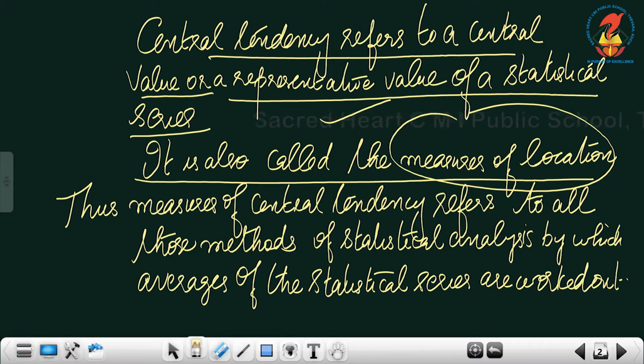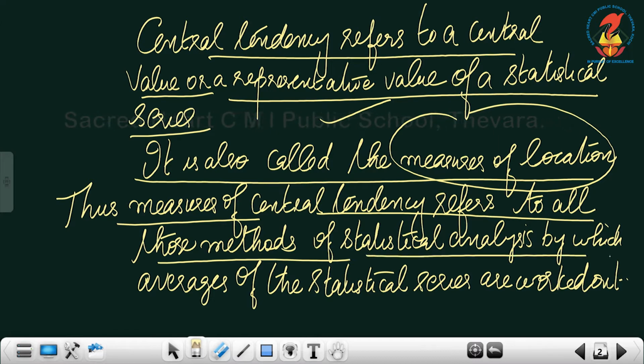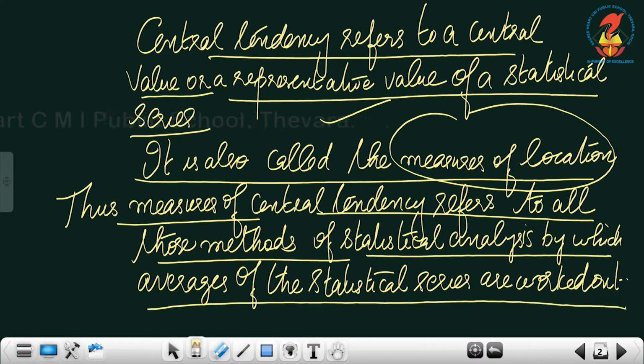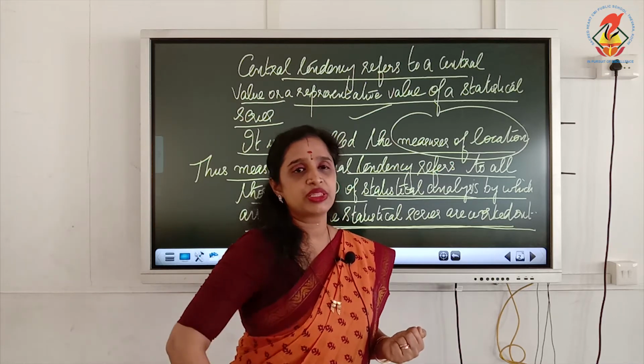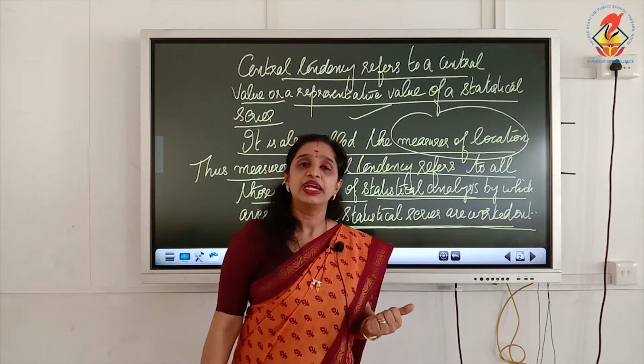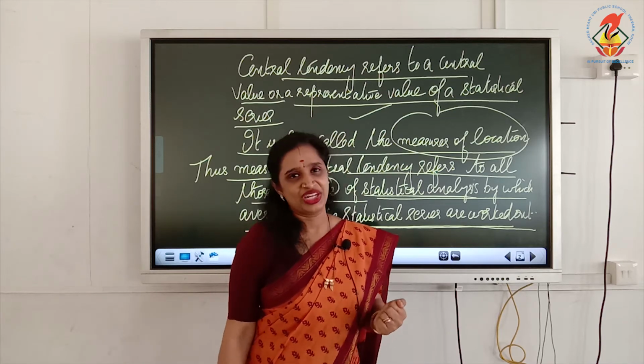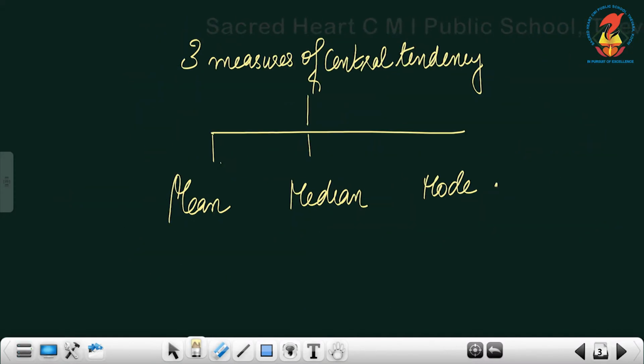It helps to locate. Thus, the measures of central tendency refers to all the methods of statistical analysis by which averages of the statistical series are worked out. So, if you are working out the averages of any statistical series, all those methods we call as measures of central tendency or the measures of location. Now, with the example, I think you have got a clear-cut idea regarding the central tendency.